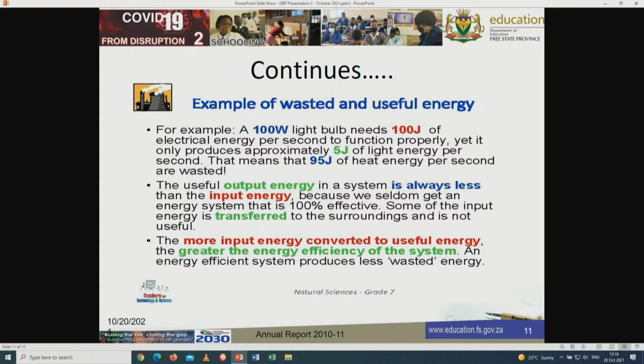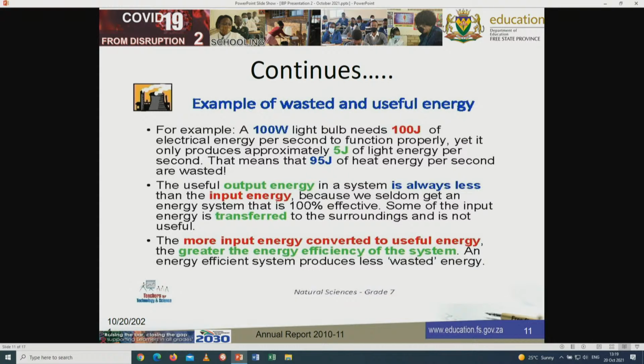If that bulb only needs 5 joules, in other words, we are losing too much energy through light bulbs. Plus or minus 95 joules per second as a wasted energy.